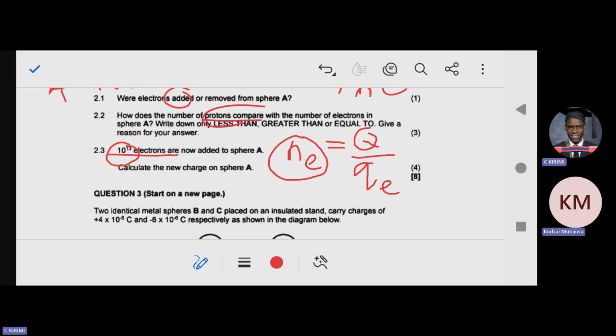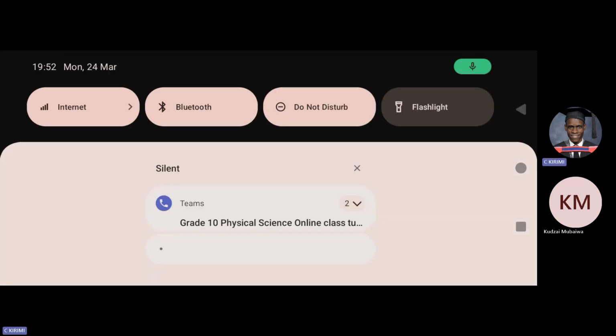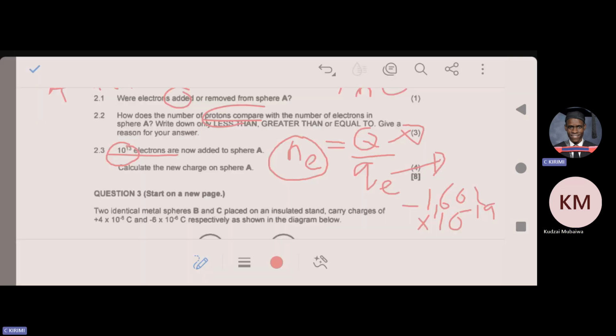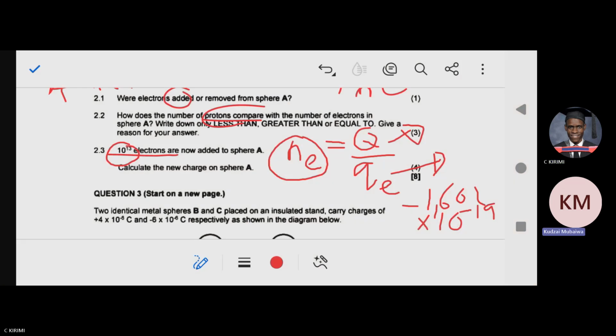Okay? Yes, sir. And then this, you know it from the formula sheet, QE, which is negative 1.602 times 10 to the power negative 19. Then you can calculate the charge which was transferred to this sphere A. So calculate for me what is Q. When you are done, tell me. Calculate Q first.